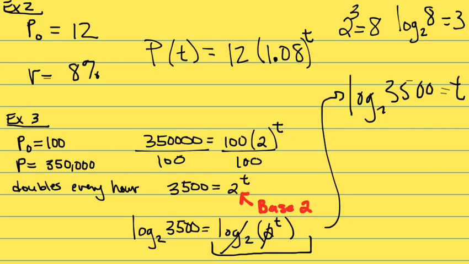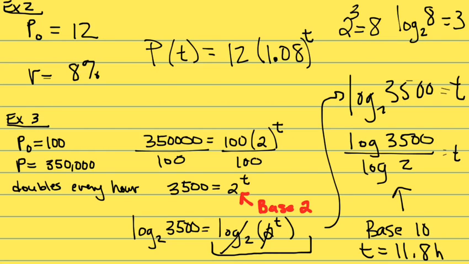Here's the change of base formula for anybody on any calculator: log of the big number, log of 3,500, divided by log of the base, log of 2. So it would look like this. Everybody has a log button on the calculator, so find that button. It's just log with no base at all. Push comes to shove, you can just do log 3,500 divided by log of 2.